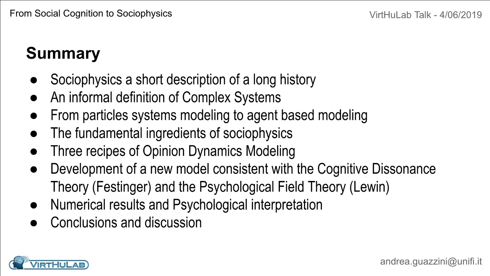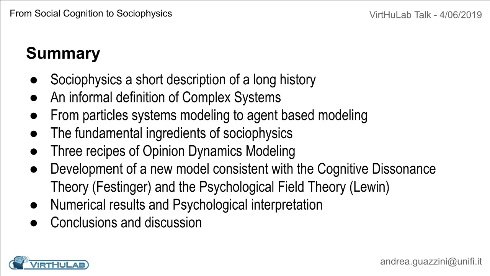After this first part, I'll provide a possible set of fundamental ingredients for sociophysics modeling, presenting 3 classical and widely adopted sociophysics models from literature. In the last part of the presentation, I will describe the development of a brand new framework to study opinion dynamics, consistent with the cognitive dissonance theory by Leon Festinger and the psychological field theory of Kurt Lewin. Finally, some numerical results will be presented and a psychological interpretation will be provided.